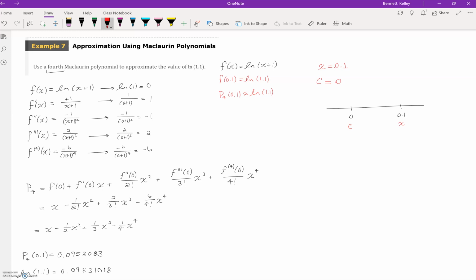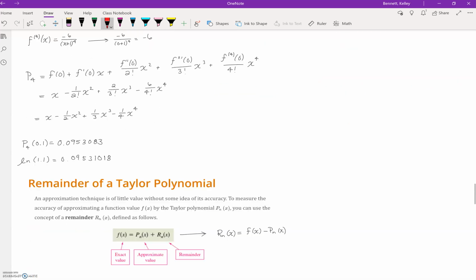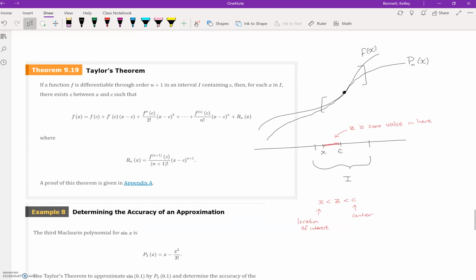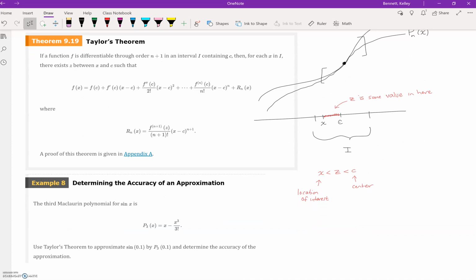So if we wanted to evaluate the remainder or error that was introduced in using the fourth degree Maclaurin polynomial, we could bound it, or we could say the error was equal to that expression we just saw, and we know that z is some value strictly between 0 and 0.1. So we're going to use that fact. We're going to try a different example, but we're going to use that idea in determining the accuracy of an approximation.